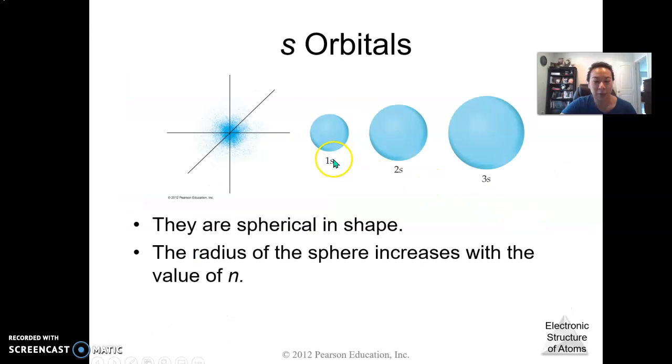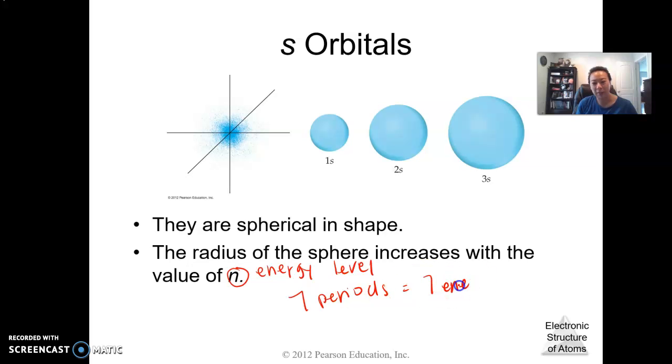So your s orbitals, again, as I said earlier, are going to get bigger as we go further down the periodic table, because more electrons are going to fit, and they can't fit in the same space. And that's this right here. The radius of the sphere increases with the value of n. And what n means is energy level. Okay, so again, you have 7 periods on the periodic table, which equate to 7 energy levels.